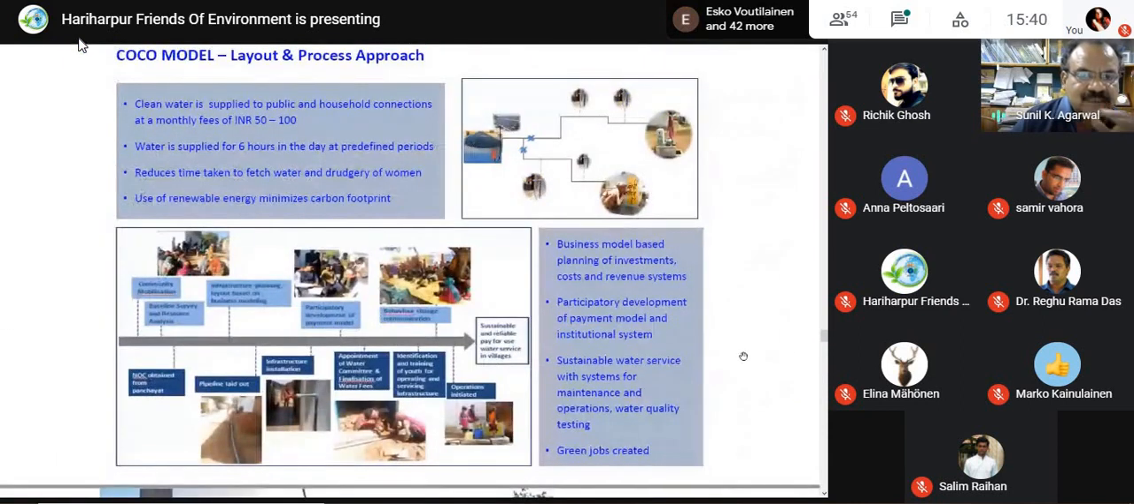And this is the complete working mechanism of such models for sustainable water services, with maintenance of the system by engaging the youth and women in the village system. Next slide, please.